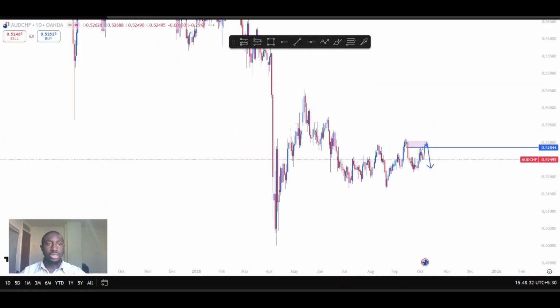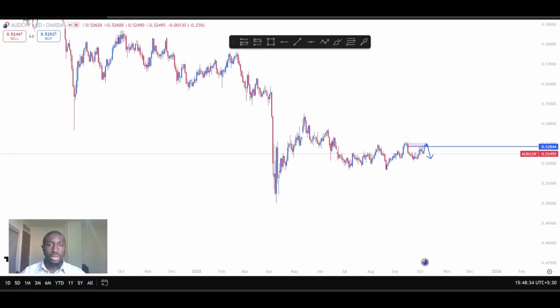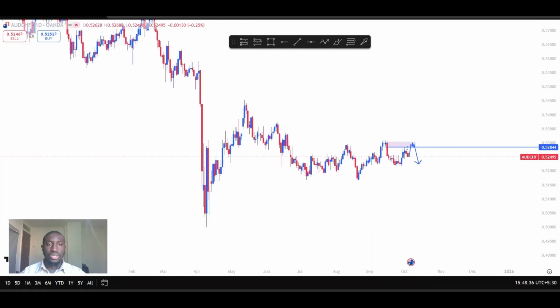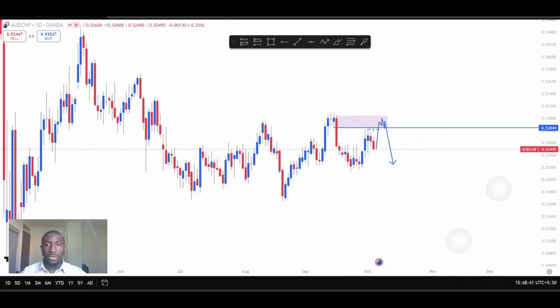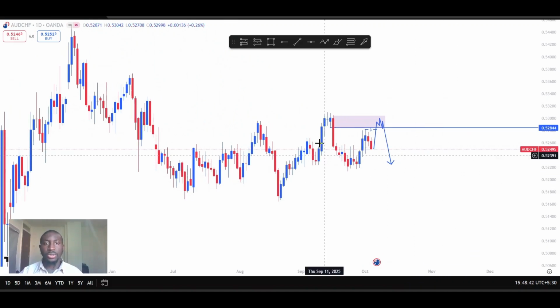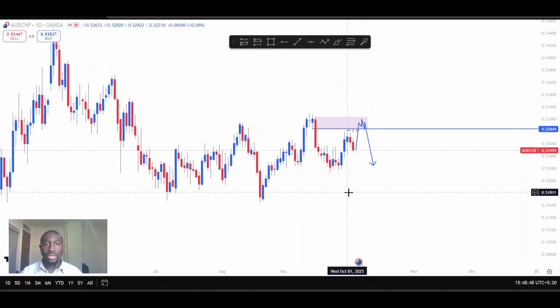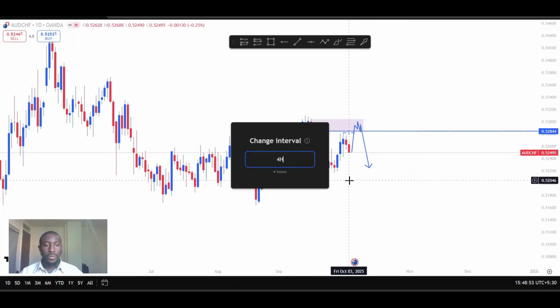Now if you see, AUDCHF is selling. It's selling. So now this liquidity has been grabbed already. They've taken this liquidity, tapped into this daily order block and dropped. So I'm expecting to sell from this area. So let's go to 4 hours.